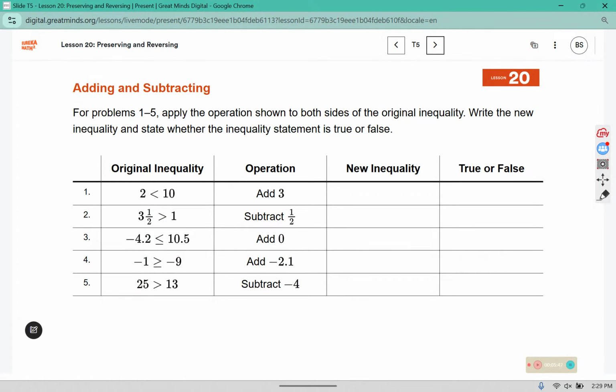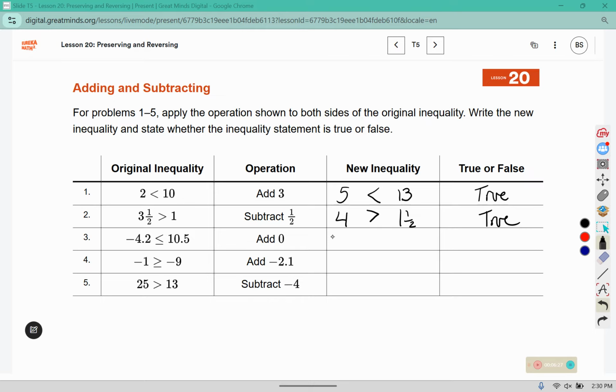So here we are going to start by adding 3 to these. Well, 2 plus 3 would be 5, and 10 plus 3 is 13. 13 is still bigger, so we open the mouth of that symbol to the 13, and that is true. This one says add a half. 3 1/2 plus a half gives us 4. The symbol was facing this way. 1 plus a half is 1 1/2. Is 4 bigger than 1 1/2? Yeah.